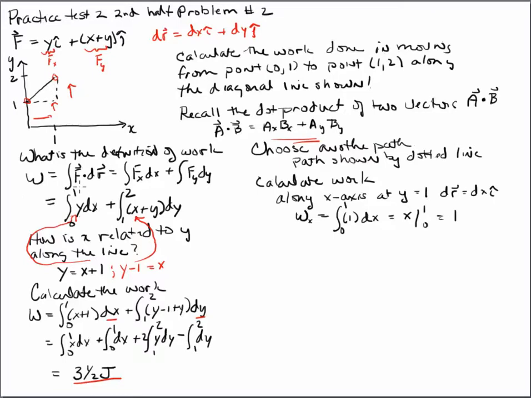So let's calculate first along the x-axis at y equals 1. So of course, dr will only be dx i hat. That will only be this part, the first part here. And we calculate Wx. This is not a component. This is just indicating that I'm calculating work along the x-axis. And that would be the integral from 0 to 1, since y here is 1, of dx, and that's equal to 1.